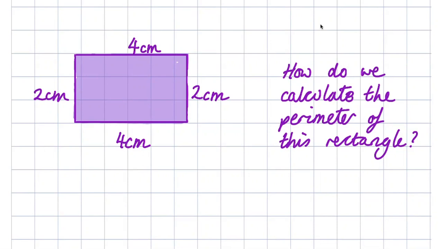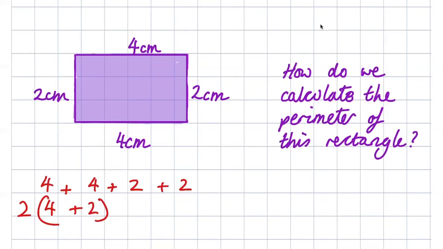The first one is you could be really basic and you could do 4 add 4 add 2 add 2. But we probably want to be a little bit more efficient than that. So you could do something like 4 add 2, and then you could double that. So like this. Okay, and you can see they'll actually give you the same answer. So 4 add 4 add 2 add 2 will give us 12. So the perimeter here is 12.